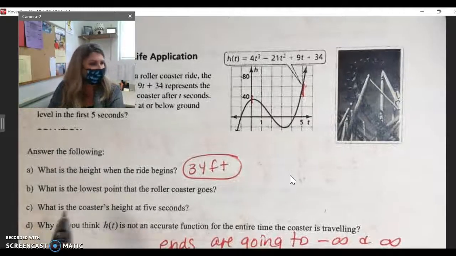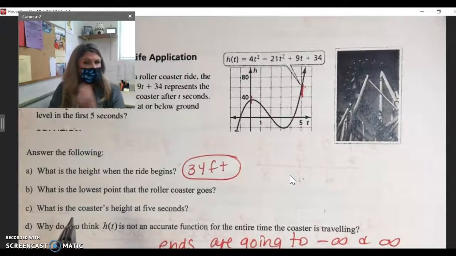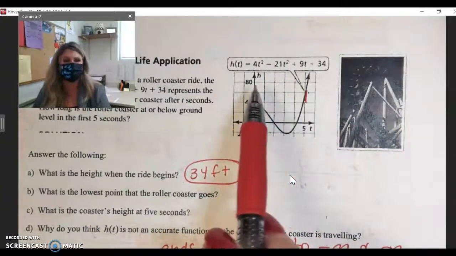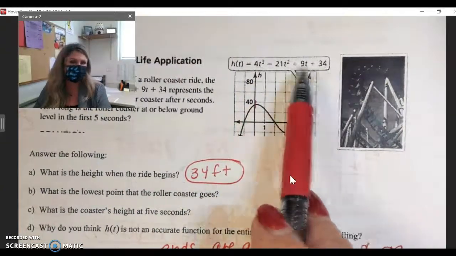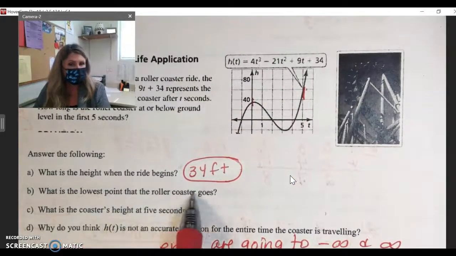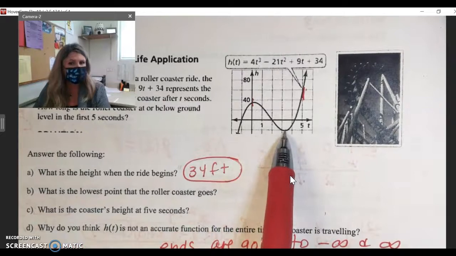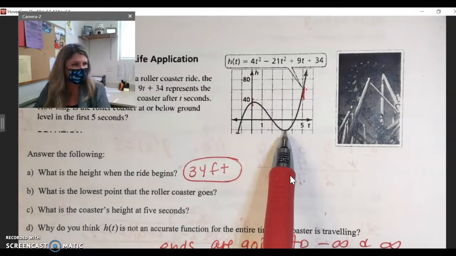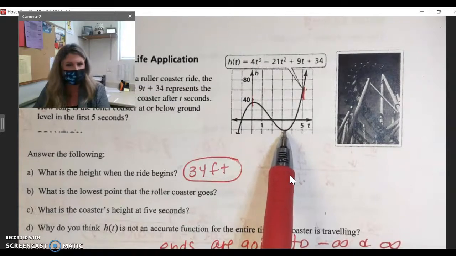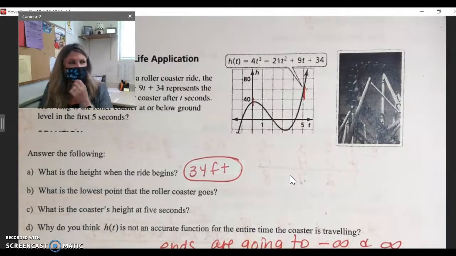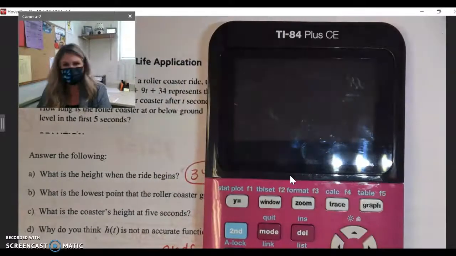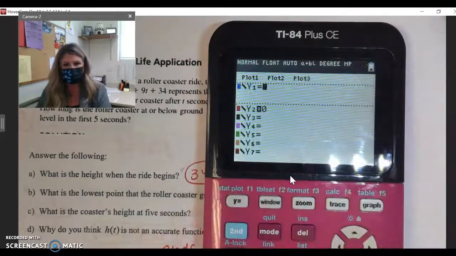Then it says, yeah? Yeah, the constant, because if we plug in 0 for t, all these other terms just go away. So now it says, what is the lowest point that the coaster goes? Can you tell exactly what that lowest point is? Maybe negative 20, but I can't tell for sure. So what would I have to do? Yeah, I would have to put this into my calculator.